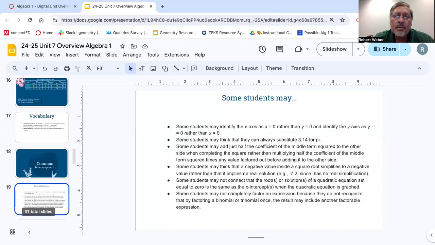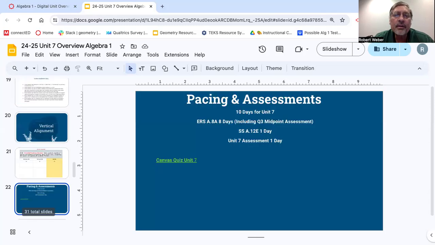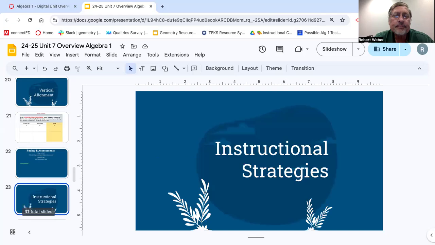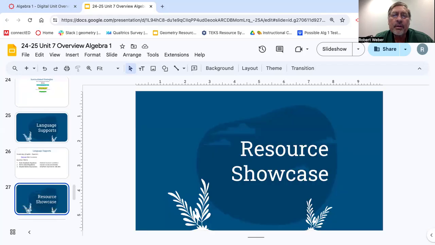Vocabulary, common misconceptions, student mistakes, vertical alignment, and there is no alignment. You know, in sixth, seventh, and eighth grade, they really don't get into quadratics, and so you don't see a lot of quadratic alignment with what's been going on. This is new, which could explain why the kids struggle. 10 days in this unit, only the 3 TEKs though, and typically our quarter 3 midpoint will fall in this unit as well. So instructional strategies, we do have a win day since there is an essential readiness standard. That is with 8A. You can see the instructional strategy there, language supports.